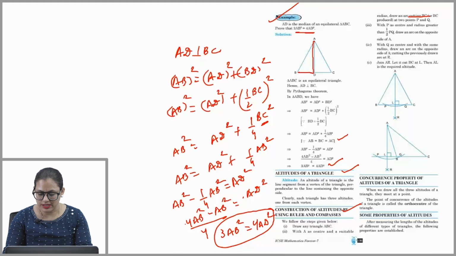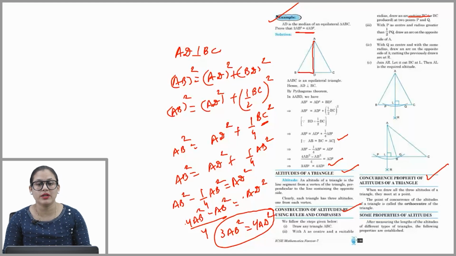Next, the concurrence property of altitudes of a triangle. When we draw all 3 altitudes of a triangle, they meet at a point. The point of concurrence of the altitudes of a triangle is called the orthocenter of the triangle. Some properties of altitudes: after measuring the lengths of the altitudes of different types of triangles, the following properties are established.